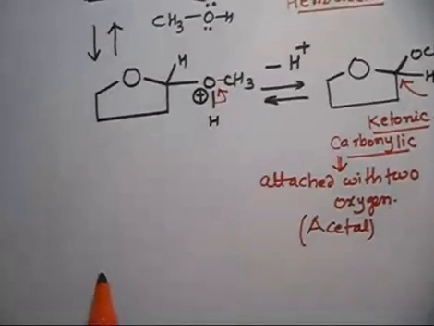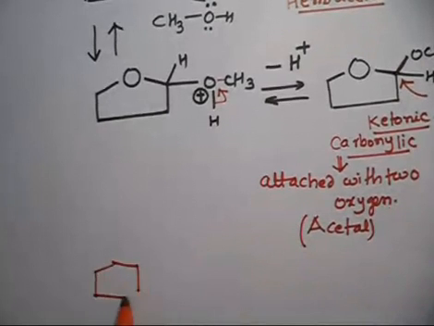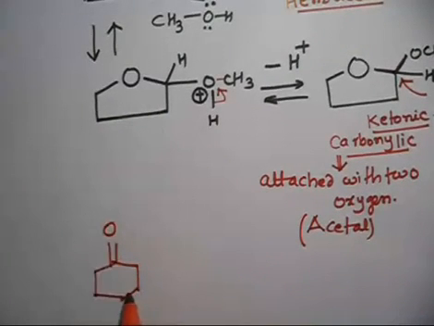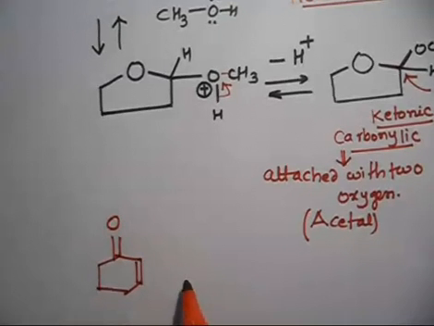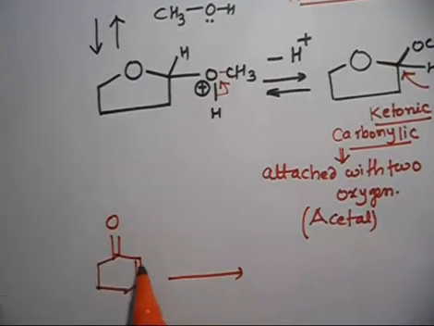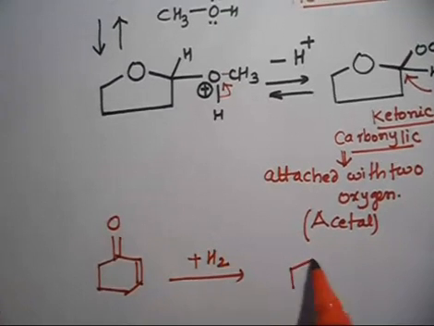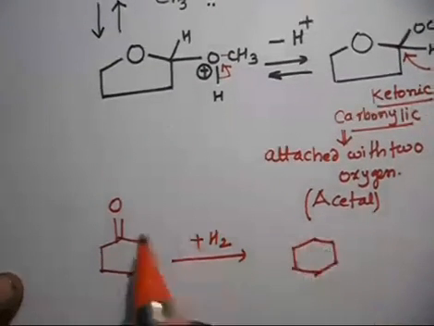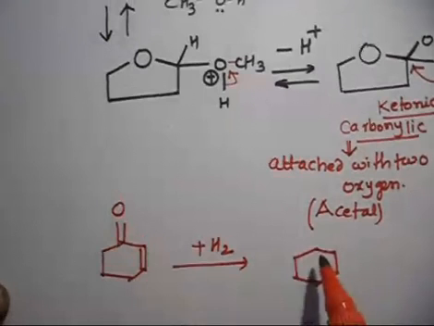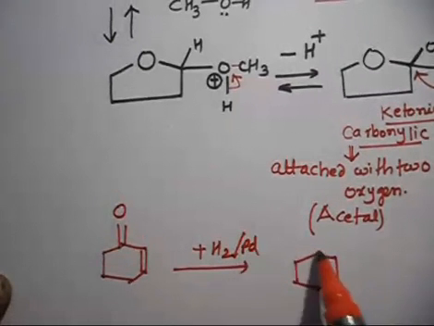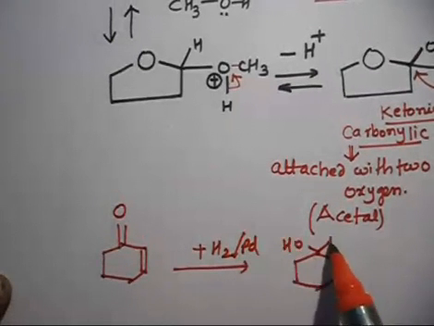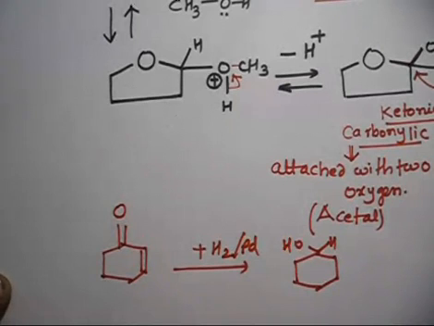If we have a ketone, and let us say here you have a double bond. If you want to reduce only this double bond, what will happen if you treat with H2, Pd? This carbonyl group will be reduced as well as the double bond. So both will be reduced. You will have OH and this double bond is gone.